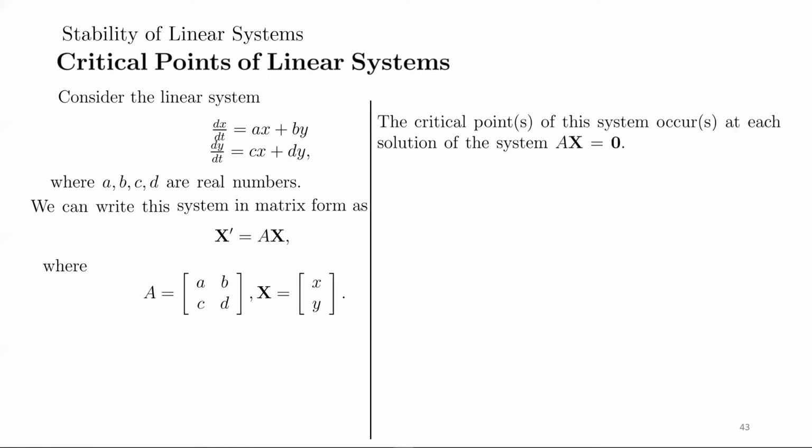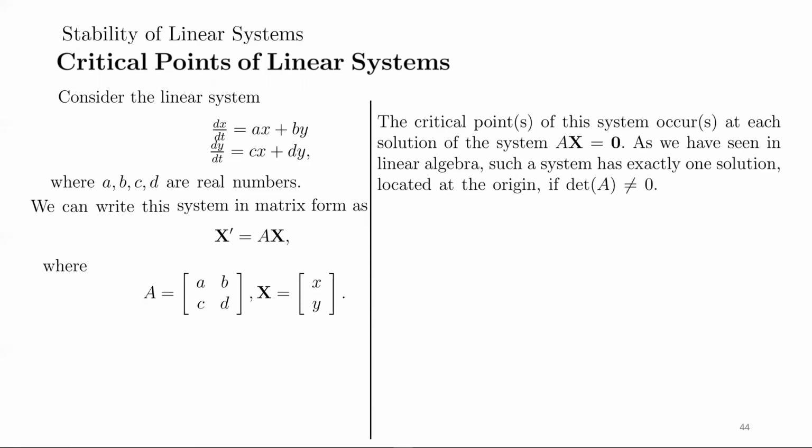Okay, so the critical points of the system, of course, are where A times x equals 0. So if x prime has to be equal to 0, the matrix product A times x has to equal the 0 vector. So A times x, in this two-dimensional case, has to equal (0, 0).